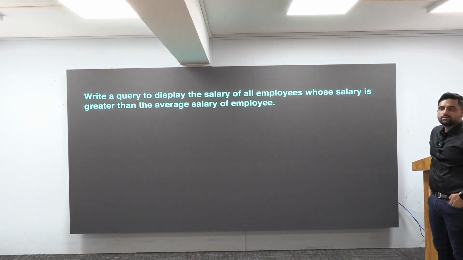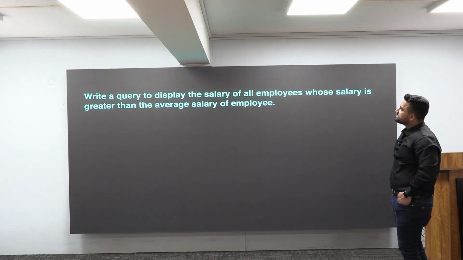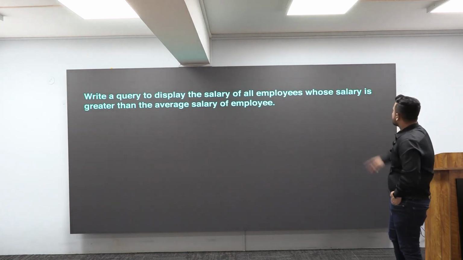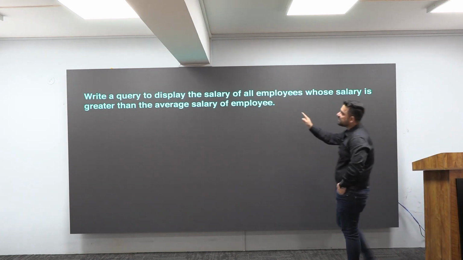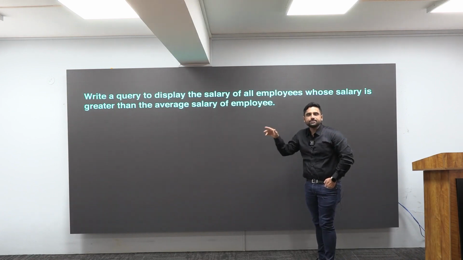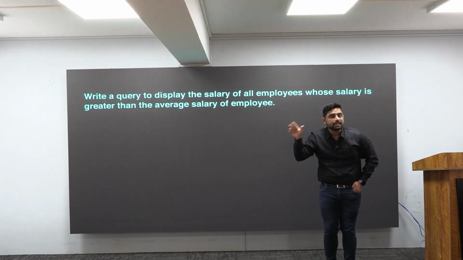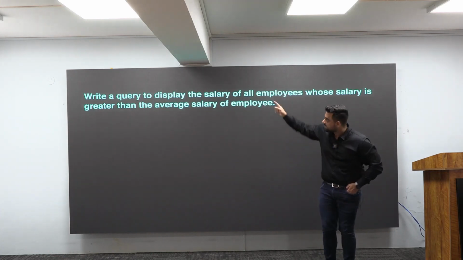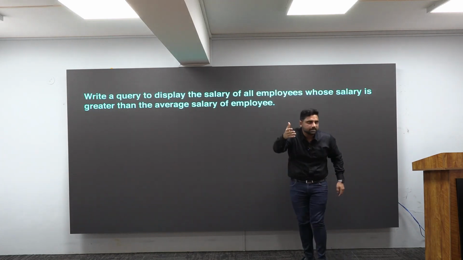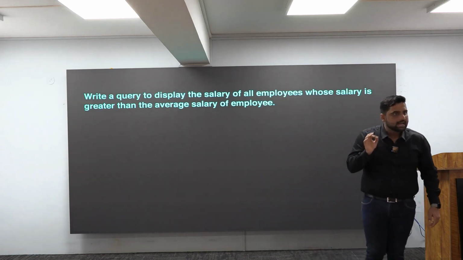What is this question asking about? We have to write a query to display the salary. It means we have to display the salary of all employees whose salary is greater than the average salary of an employee. We have the average salary, right? So what should we get? We should get all the employees whose salary is greater than the average salary. Here we have to take the average salary from the entire table. Understood? They are not saying that we should take the average salary from each department. So from all employees we should take the average salary.